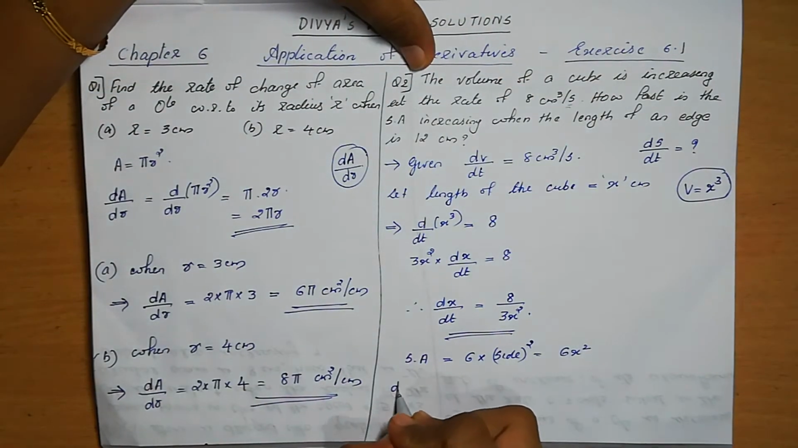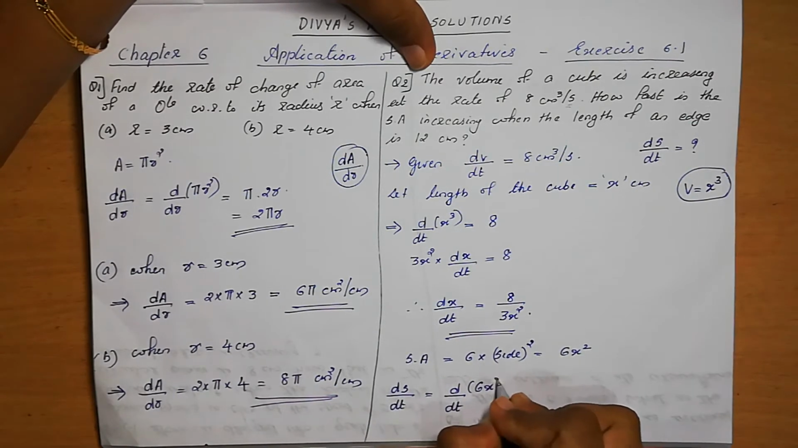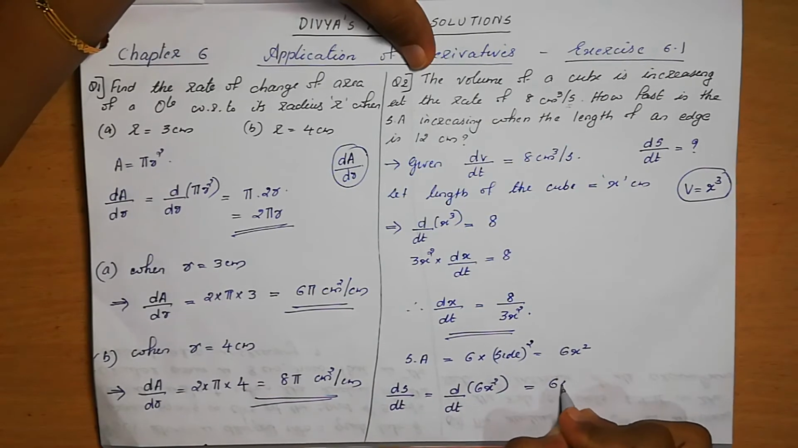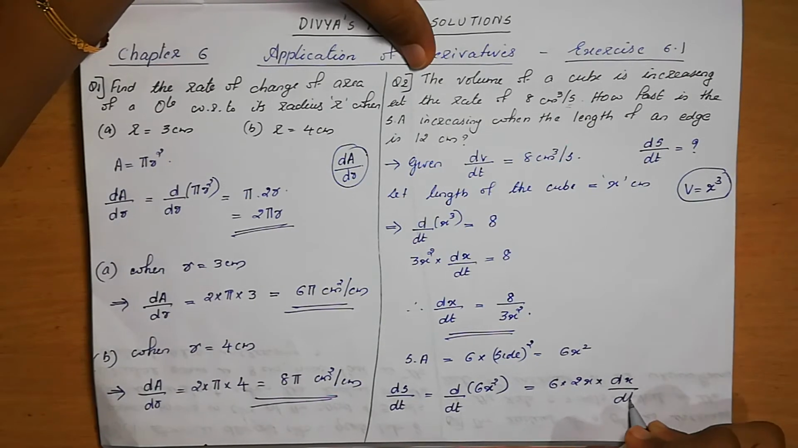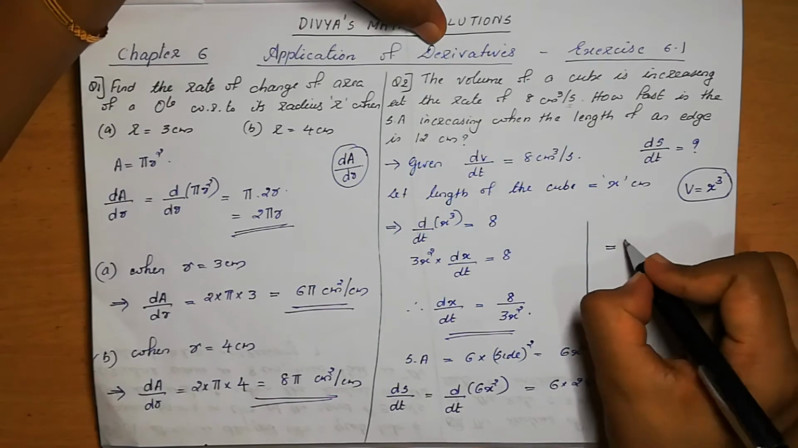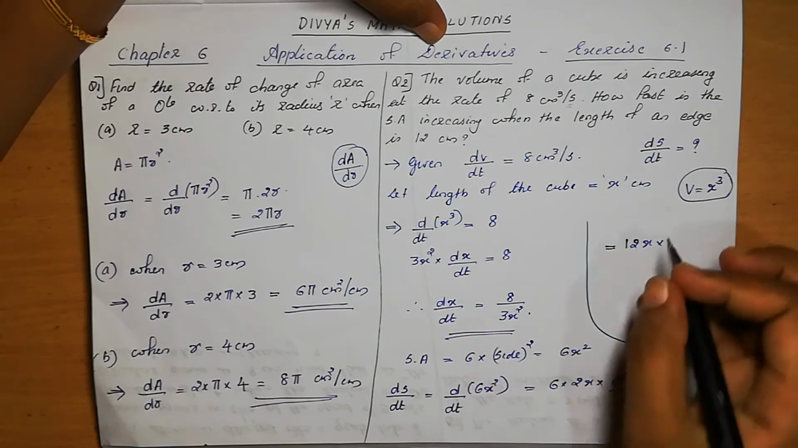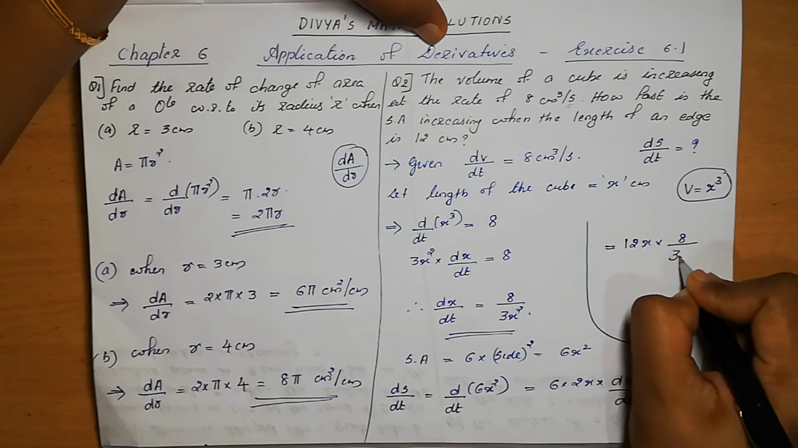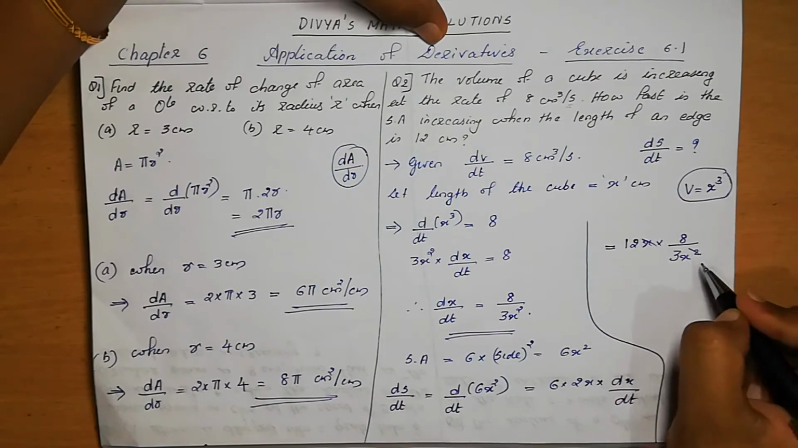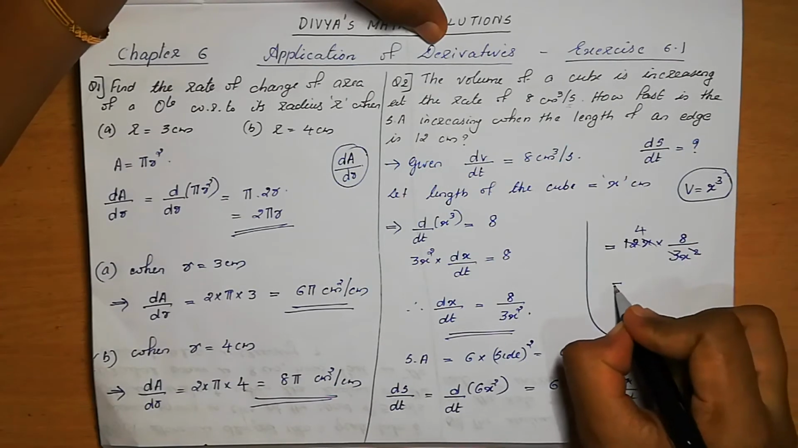That means ds by dt equal to d by dt of s, and s is 6x squared, correct? 6 is a constant. The derivative of x squared is 2x into the derivative of x, which is dx by dt. We can substitute the value over here. So 6 into 2 is 12x into dx by dt, which is 8 by 3x squared. Here x and x will cancel, and 4 3s are 12. That means we will get 32 by x, correct?